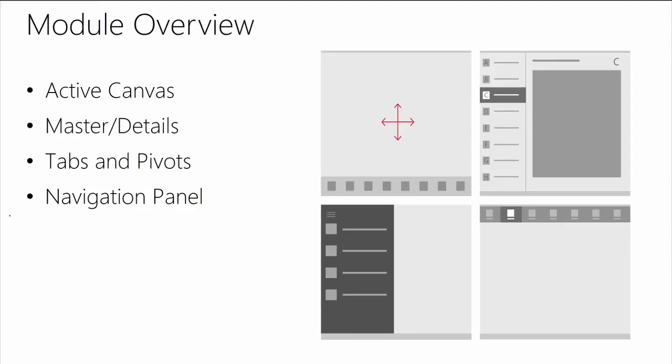So there's a lot to do. There's a lot of options, but we're going to hit just 4 of them. The first one is this idea of active canvas, and we'll talk about the details of that and some implementation things to consider. Then this idea of master details. It happens all the time that people are building master details, especially in line of business applications. Tabs, implementing tabs, and then also the navigation panel, sometimes referred to as the hamburger menu.